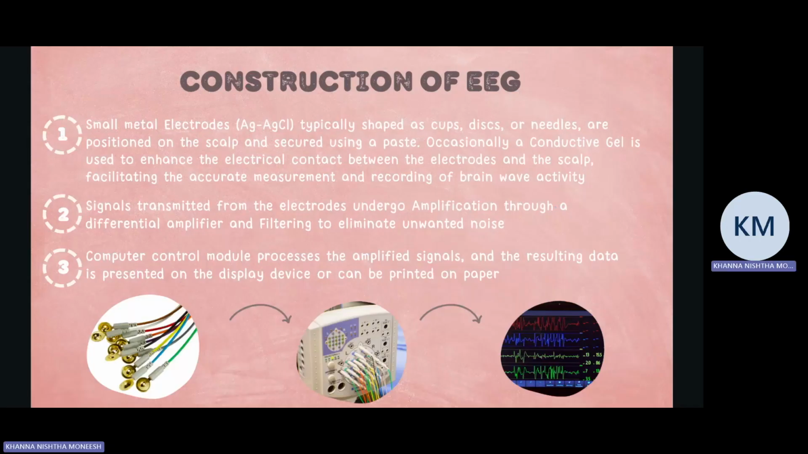The construction of the EEG entails several key components. Small metal electrodes, typically made of silver or silver chloride and shaped as cups, discs, or needles, are placed on the scalp and secured using paste. Occasionally, conductive gel is utilized to improve the electrical contact between the electrodes and the scalp, enhancing the accuracy of brain activity measurement. Signals captured by the electrodes undergo amplification via a differential amplifier and filtering to remove unwanted noise. Finally, a computer control module processes the amplified signals and the resulting data is displayed on a monitor or can be printed for further analysis.